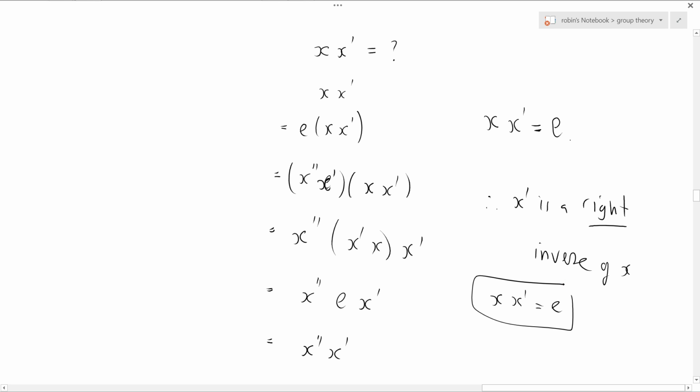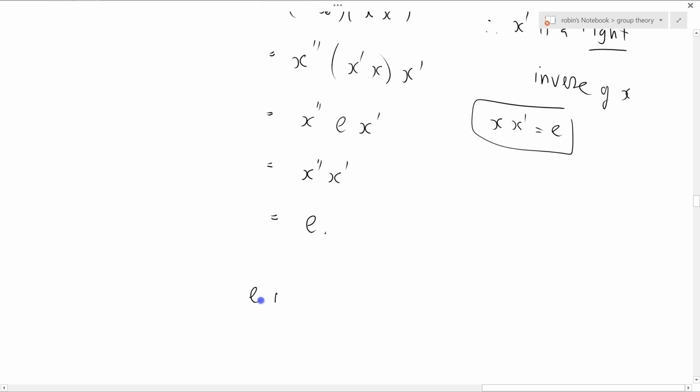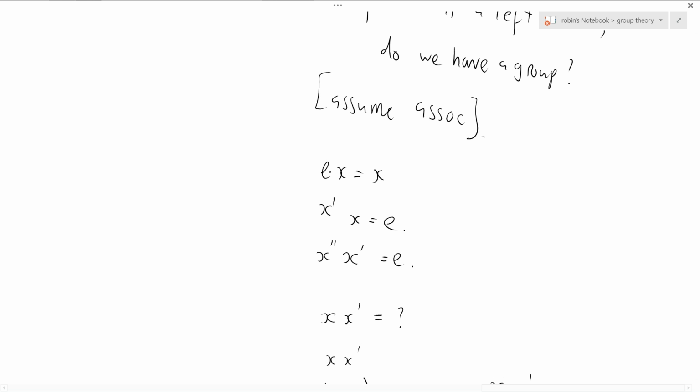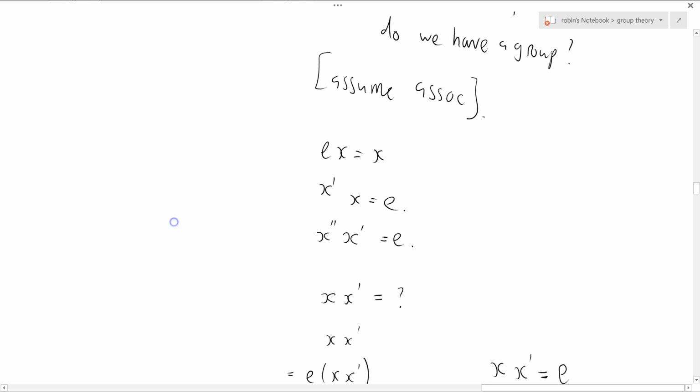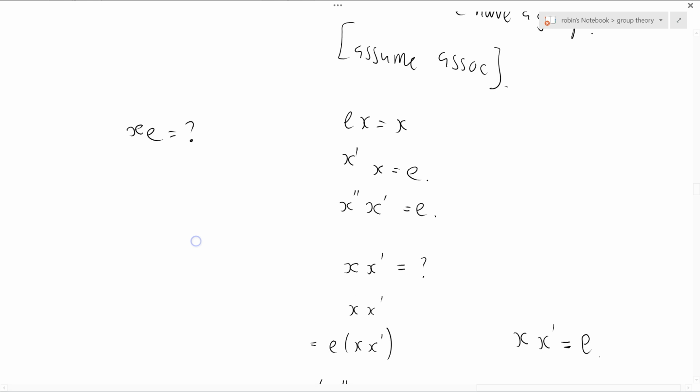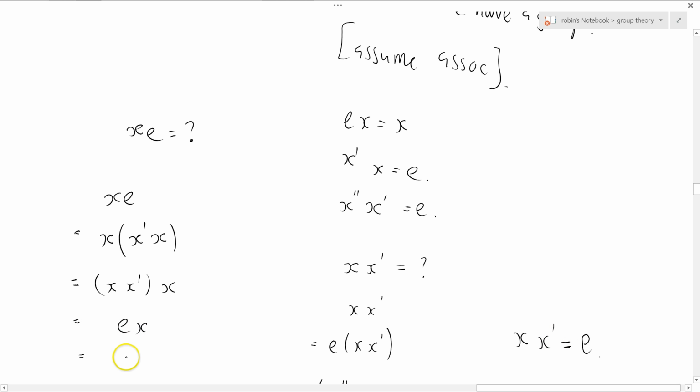Okay? So what else do we need to prove? We know that E is a left identity. We need to prove that E is a right identity. So I ask, what is xe equal? Well, it better equal x. Okay, well let's just expand E with some of the other expansions that we know. Well, xe equals x times x dash x, because we know that x dash is a left inverse, which equals x x dash x, and from this result here we know that's equal to ex, which is equal to x.